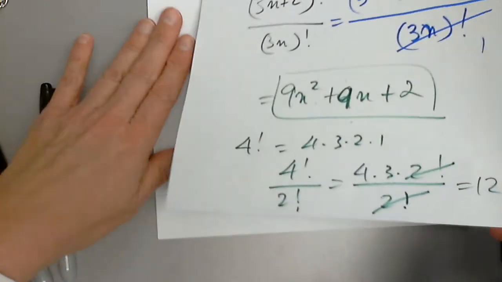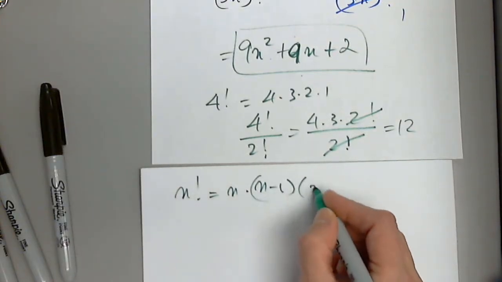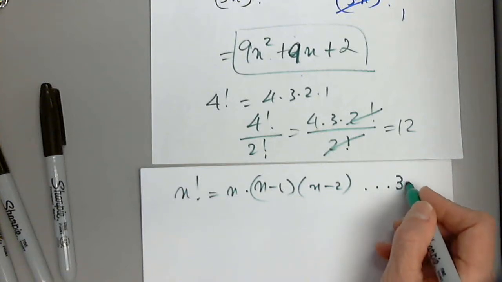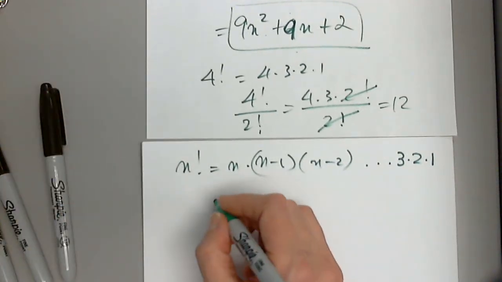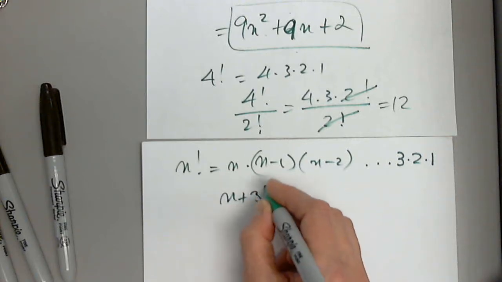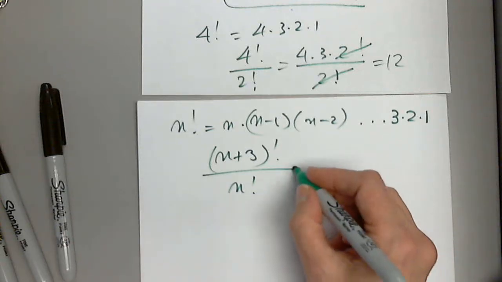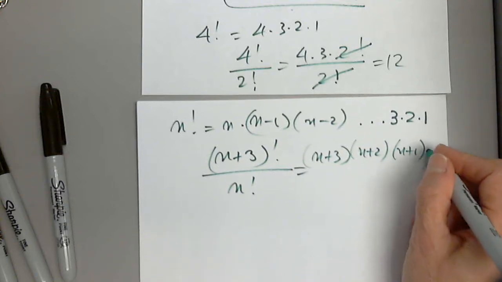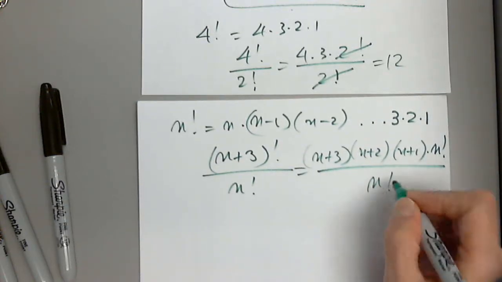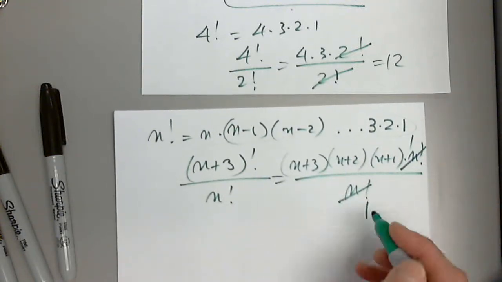The definition of factorial is n factorial is n times n minus 1 times n minus 2 times dot dot dot times 3 times 2 times 1. That's a definition of n factorial. So then when we have, let's say, n plus 3 factorial over n factorial, which one is bigger? Good. So I have n plus 3, n plus 2, n plus 1 times n factorial over n factorial. I can continue expanding this, but there is no point. They are the same, and they will be simplified.